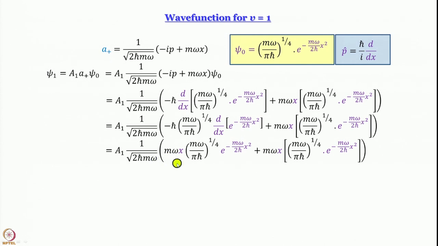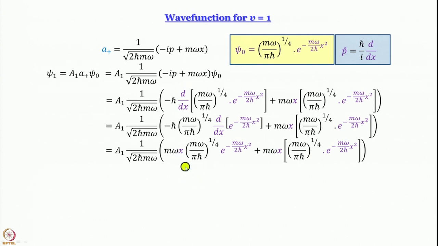with m omega x. M omega by pi h cross to the power 1 by 4 is from the previous line. M omega x comes from differentiation of e to the power minus m omega by 2 h cross x squared, and you get back the same term anyway. So, this is what we have got: a 1 multiplied by 1 by root over 2 h cross m omega multiplied by the sum of these two terms.